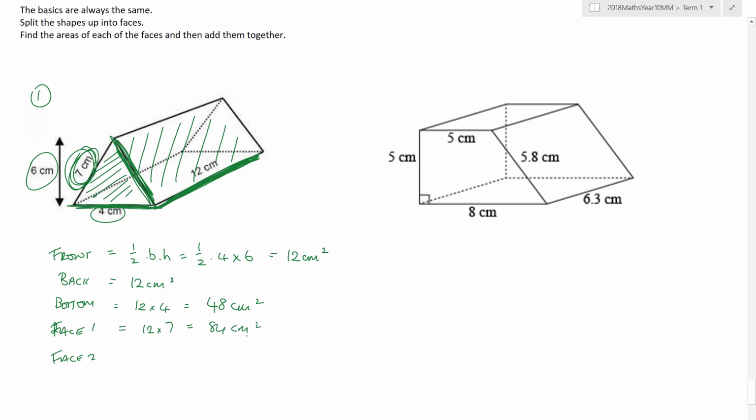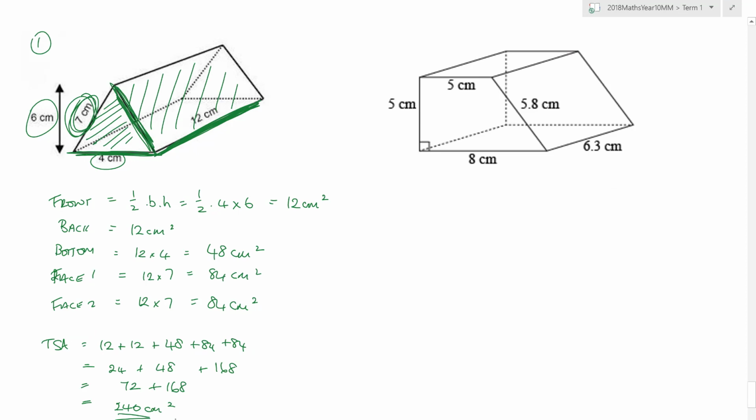That's 84 centimeters squared. And I know that this would also be 12 times 7, which is 84 centimeters squared. How do I now find my total surface area? Well, I would do 12 plus 12 plus 48 plus 84 plus 84, and that gives me the grand total of 240 centimeters squared. Yes, congratulations.